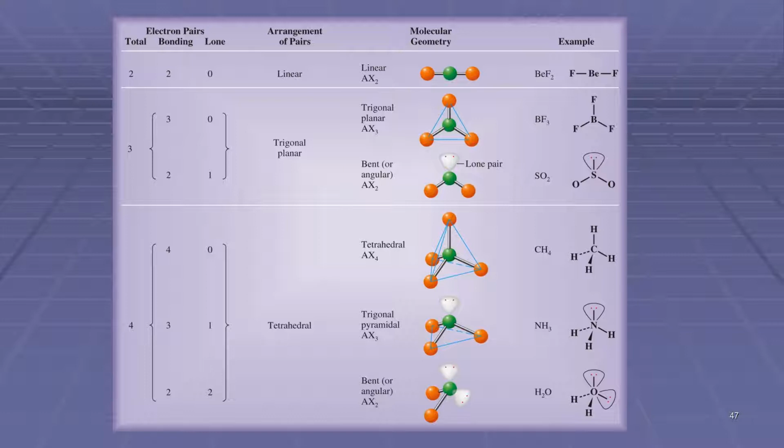If you have 2 bonding and 2 lone pairs, the 2 lone pairs take up space, and so you again get a bent shape. This bent shape is actually 109.5 degrees, whereas the bent for 3 would be 120 degrees. So it's even a little bit closer together because the 2 unshared pairs take up space.